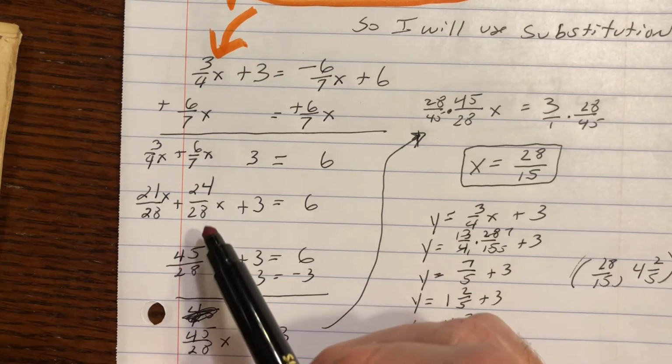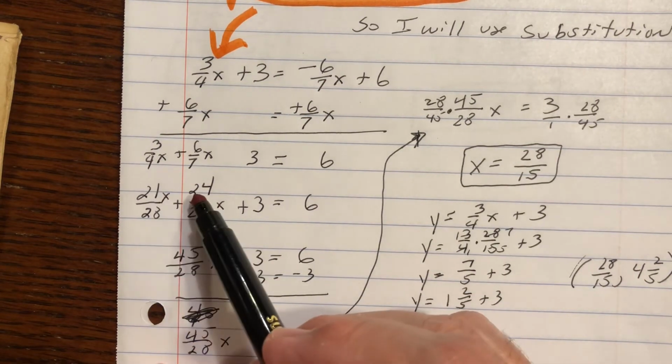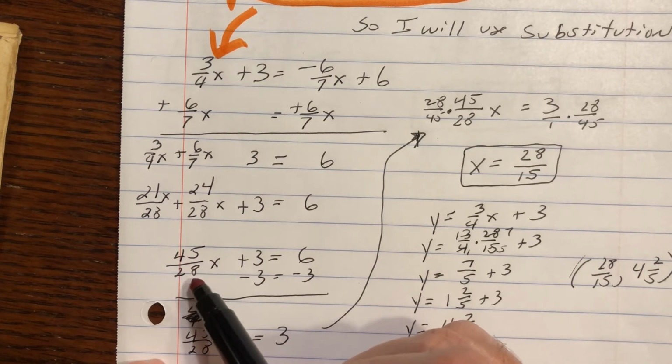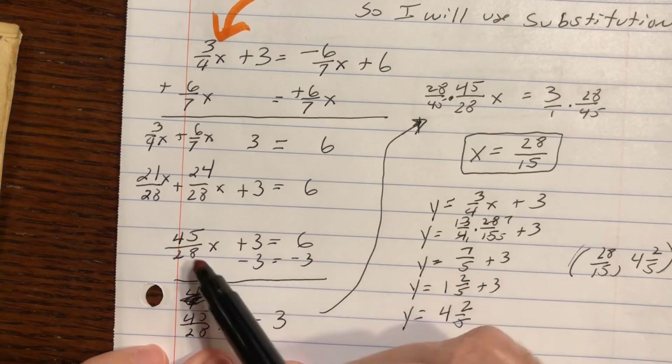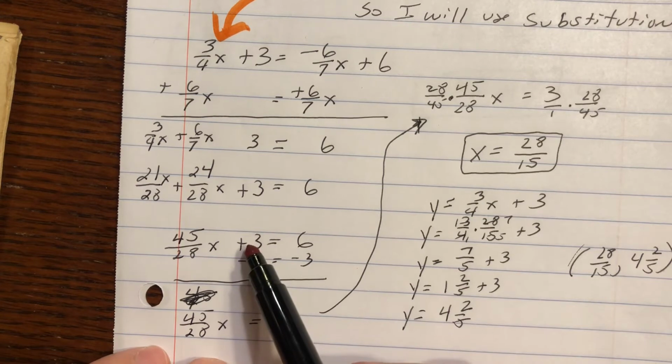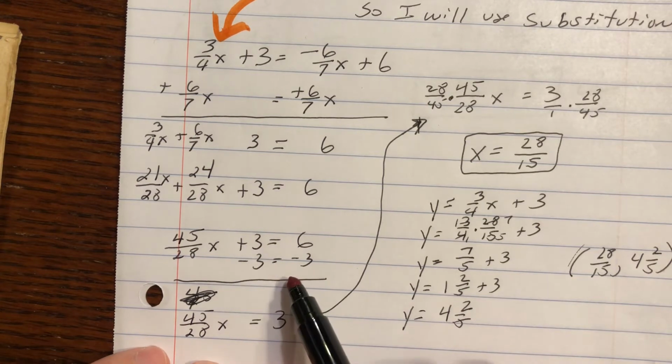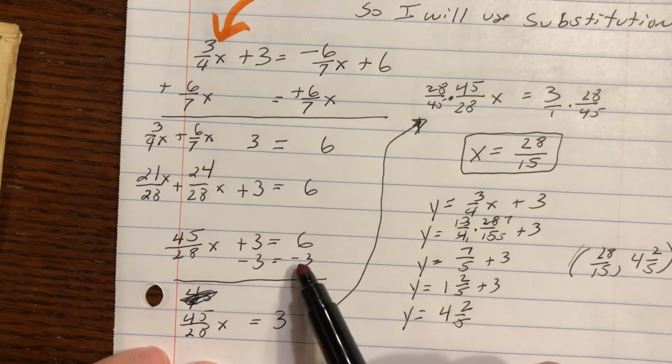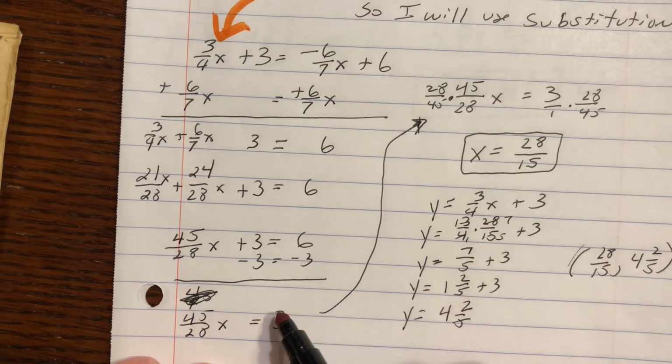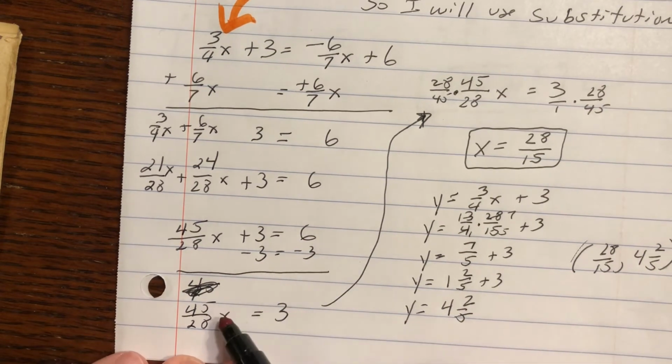Now, since I have a common denominator, I can add the numerators. 21 plus 24 is 45 over 28 x. Now I'm going to solve this for x, so I'm going to get rid of this positive 3. The opposite is a minus 3. The 3's are eliminated. On the right side of the equal sign, 6 minus 3 is 3. So I bring down my 45 over 28 x.